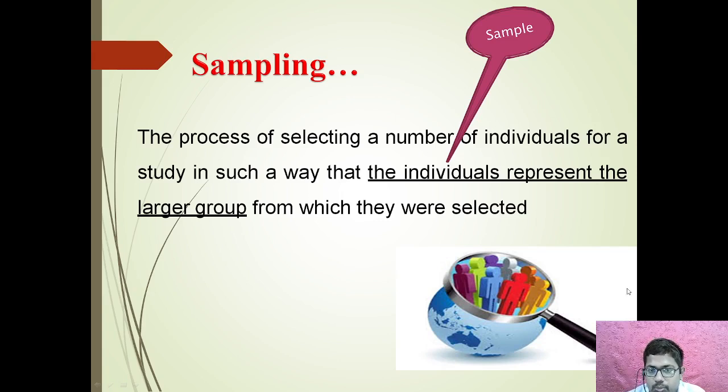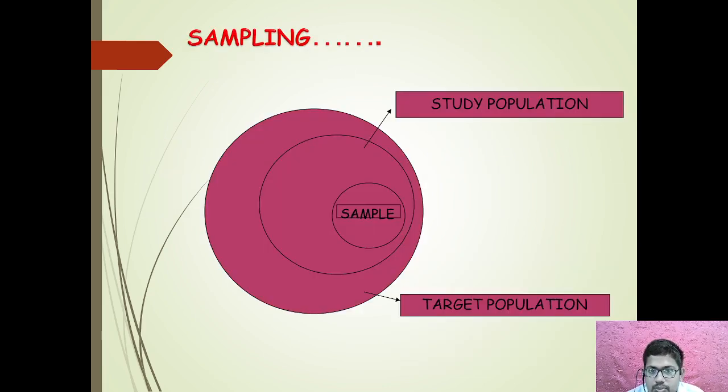First of all, what is meant by sample? The individuals representing the larger group. What is meant by sampling? The process of selecting a number of individuals for a study in such a way that the individuals represent the larger group from which they were selected.